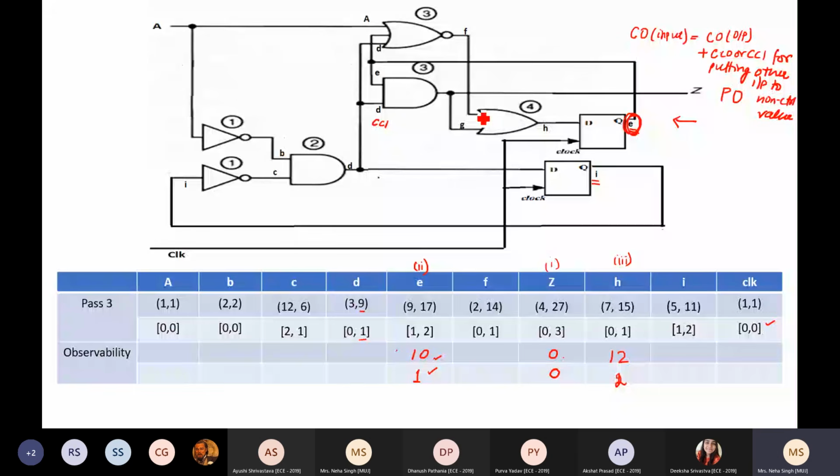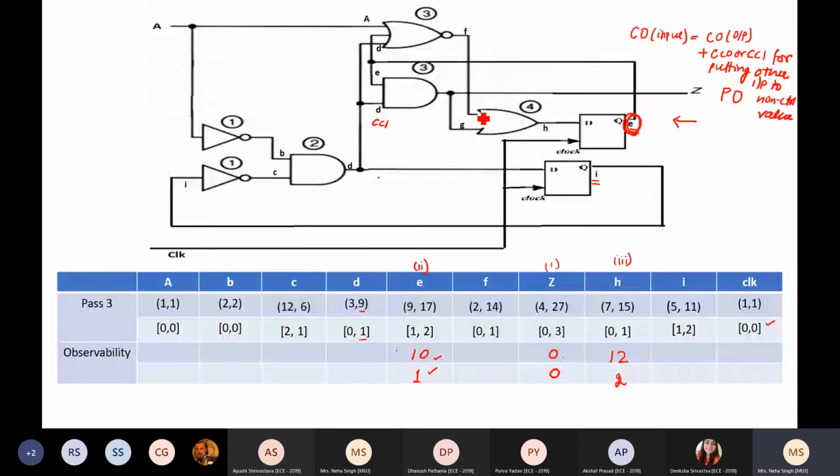I right now cannot calculate the observability here because I have no value or no idea about this I, so we will not touch I right now. We talk about this H determined, which is 12 and 2. So using these values of observability at the output of the OR gate, I try to find the observability of the input. G I already have, G is Z. I try to find out for F.